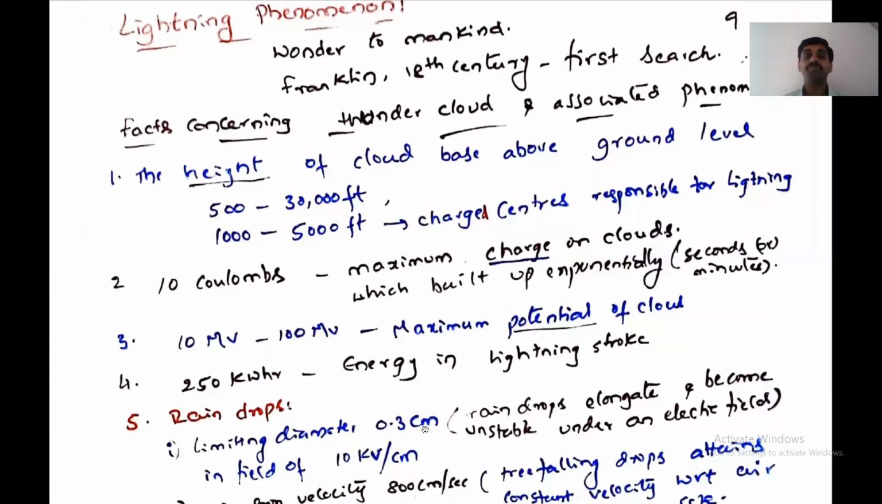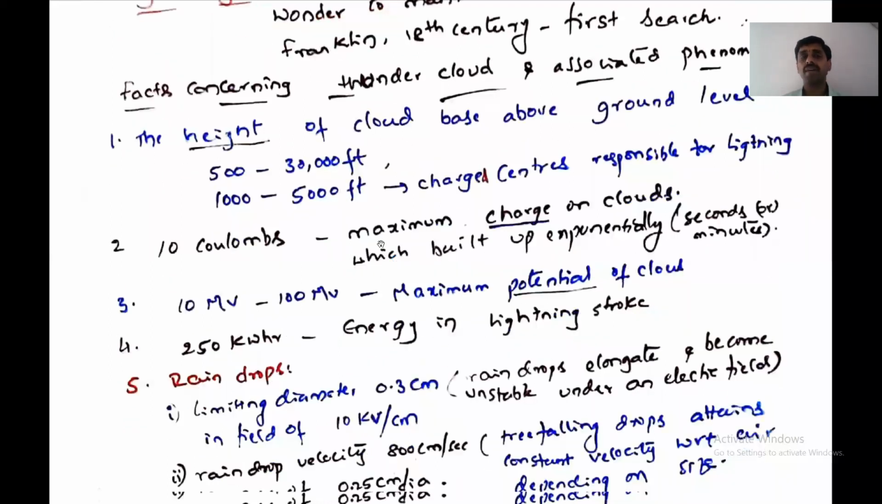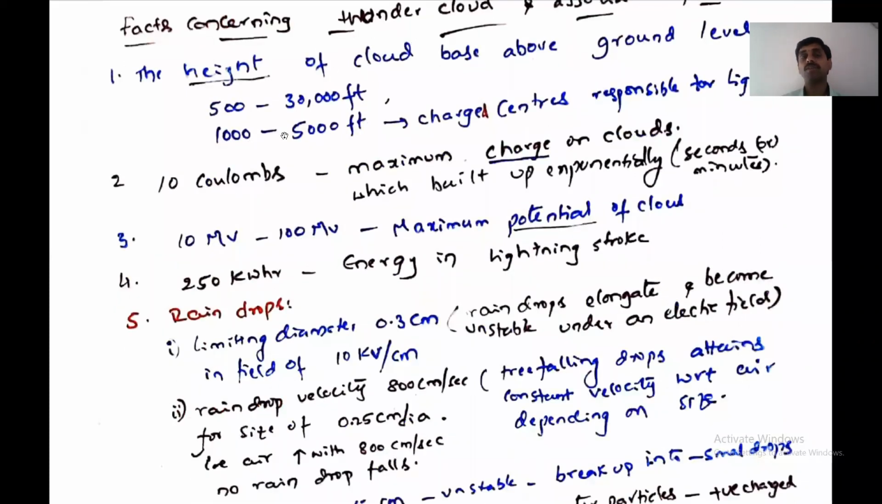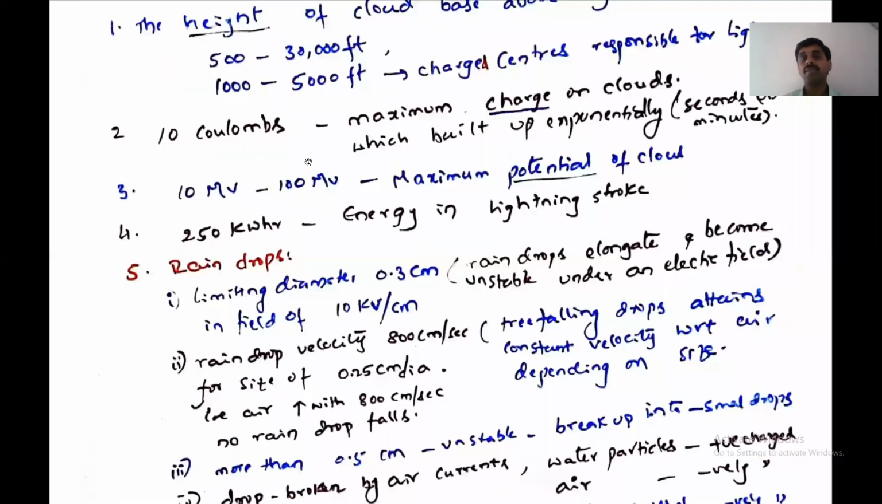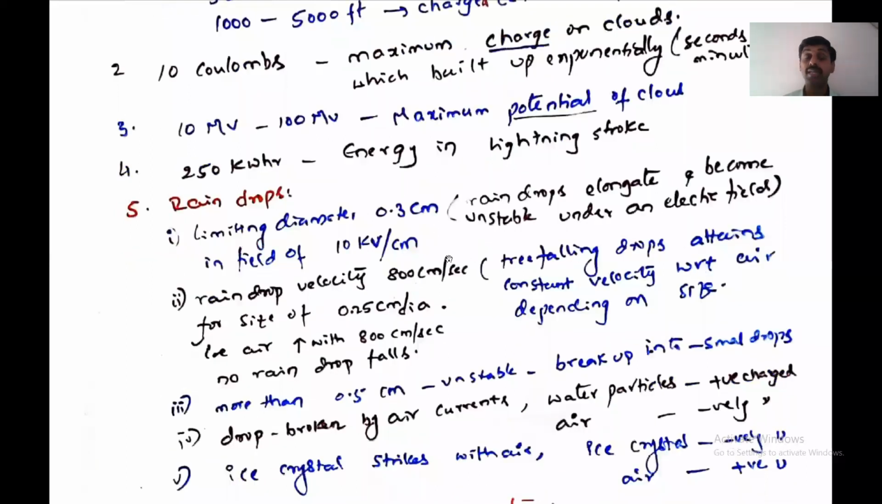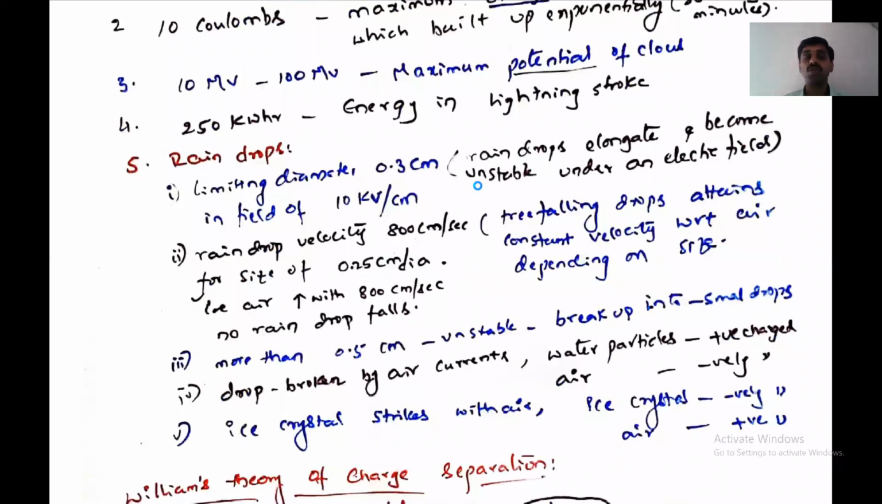We developed the proper phenomena. For the thundercloud, the height of the cloud above the ground level is 500 to 30,000 feet. The actual charge centers for the lightning will be at heights of about 1,000 to 5,000 feet. 10 coulombs is the maximum charge in the clouds, which builds up exponentially. And 10 megavolts to 100 megavolts is the maximum potential of the cloud. You see, such a high voltage. 250 kilowatt hours is the energy in the lightning stroke.